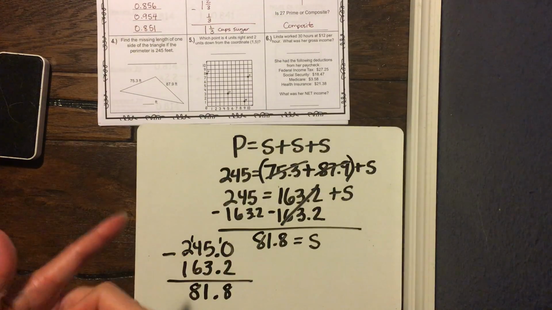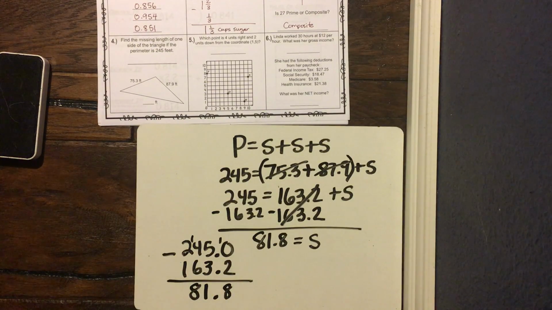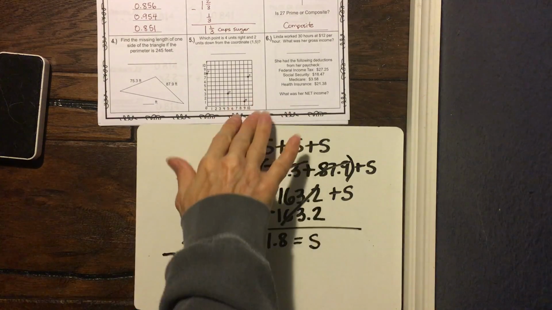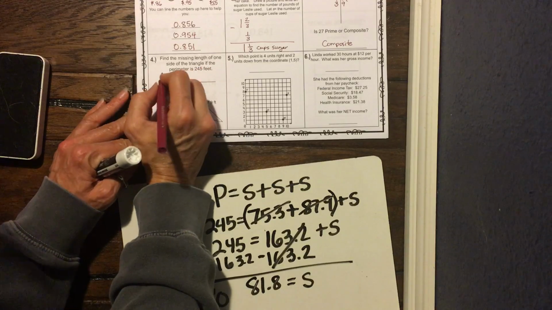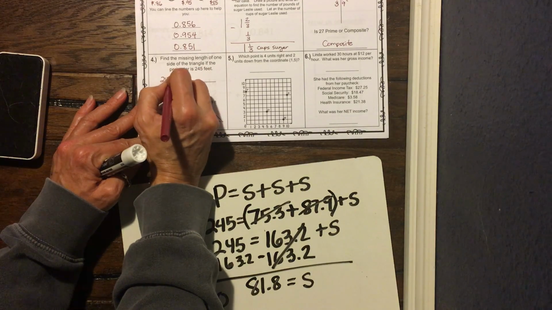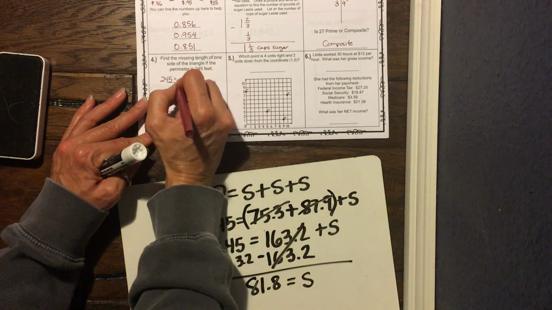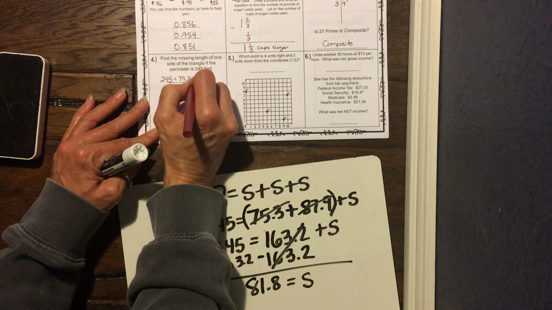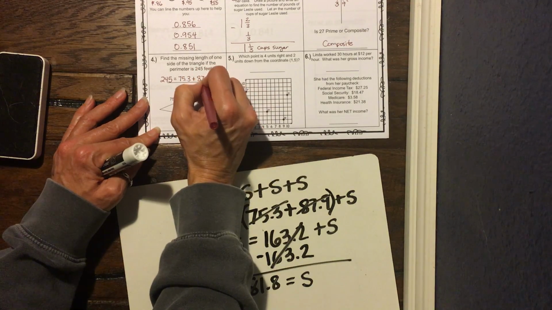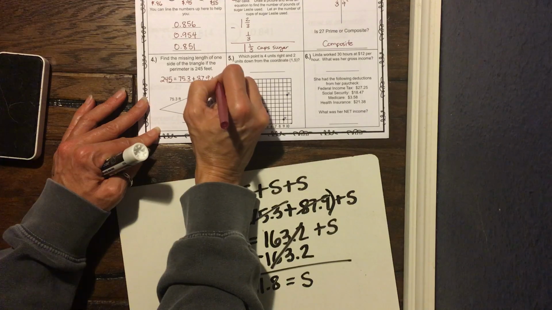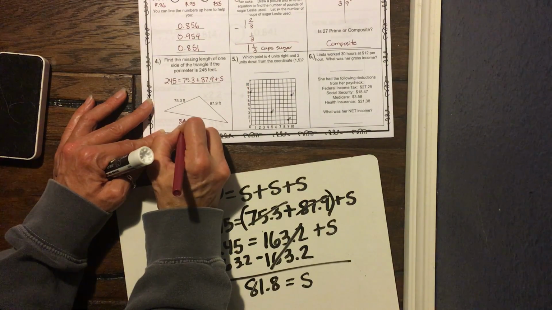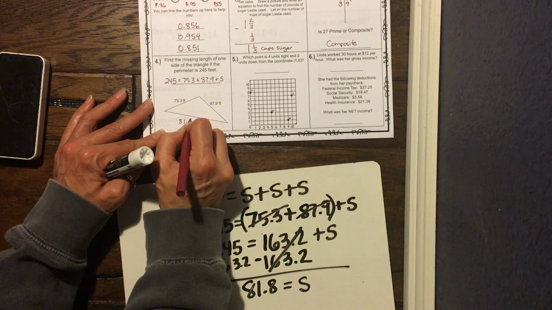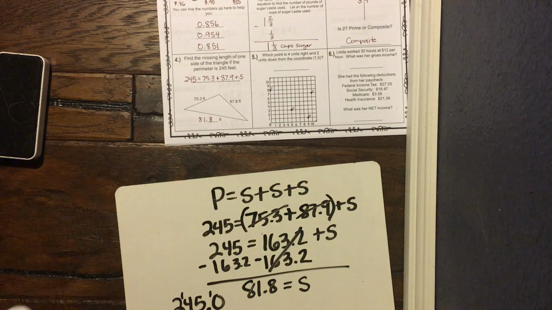So if I'm coming over here and I'm looking at what my equation would be, okay, it would be 245 equals 75.3 plus 87.9 plus S. So we solved for S, and we got 81 and 8/10. Okay.